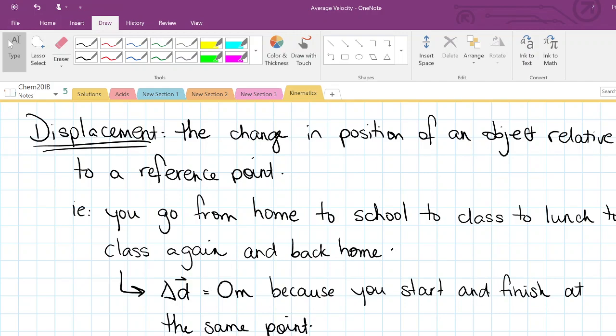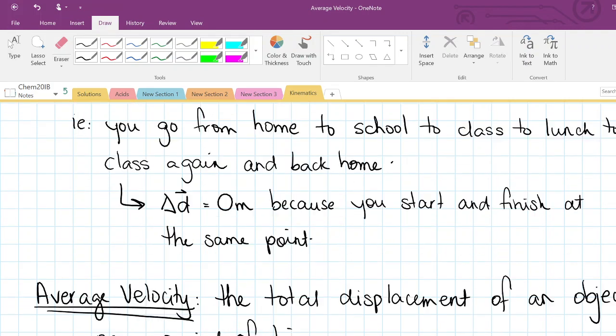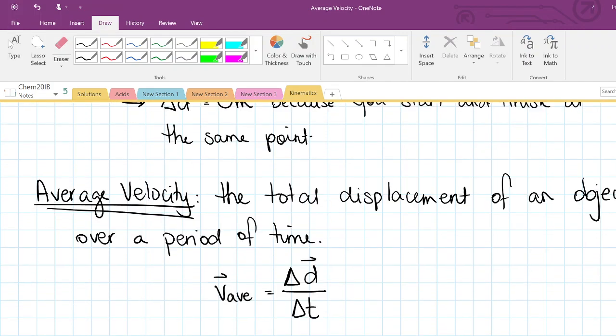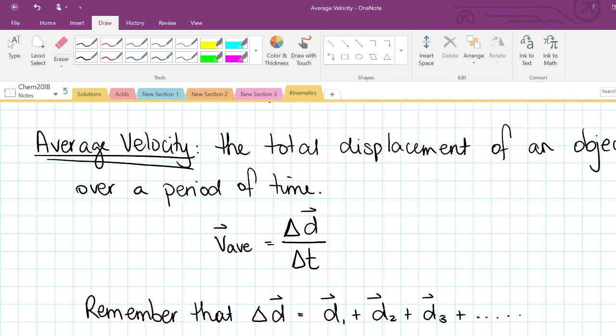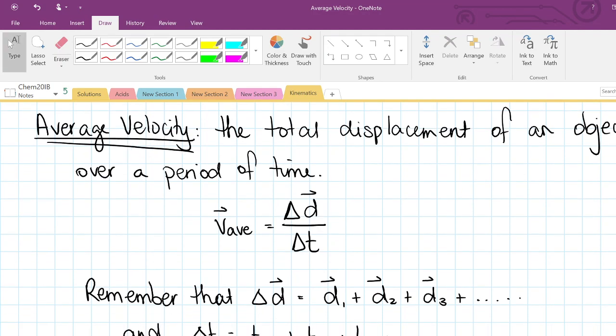So when we talk about average velocity, the reason I've introduced this displacement term to you is because average velocity is the total displacement of the object over a period of time. If you remember when we talked about average speed, we talked about the total distance that the object travels over a period of time. Well, now we don't really care how much distance was covered throughout the day. What we care about is what was the displacement from that reference point, right?